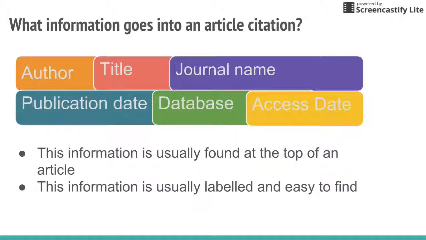The good news about creating article citations is usually this information is right at the top of our article. A lot of times the information is labeled, or at least some of it is. That makes making an article citation easier. So we're going to look at an example and identify those parts.